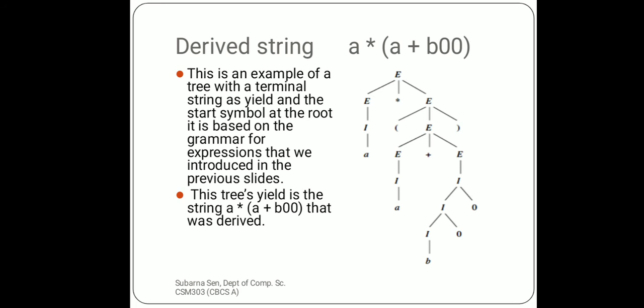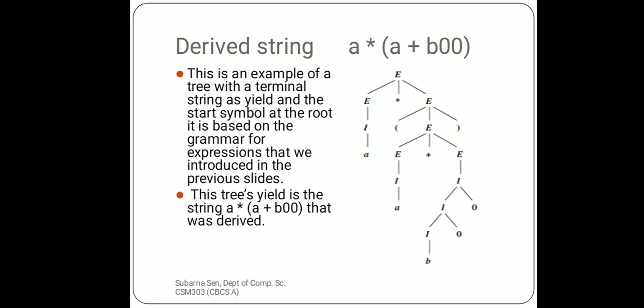Next, say we have to derive one string, namely a star within brackets a plus b 0 0, using the grammar that we have seen in example 1. If you follow the steps, all the steps are written here. First, we have to bring one star in between. The left part of the star will contain one a, and the right will contain a form, namely within brackets e plus e. So we have to move accordingly.